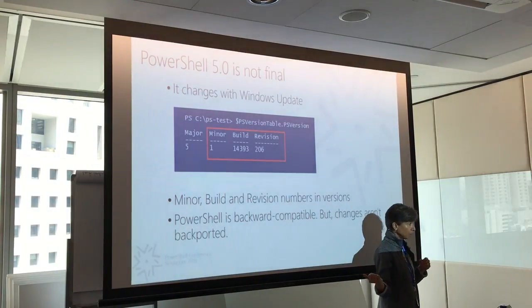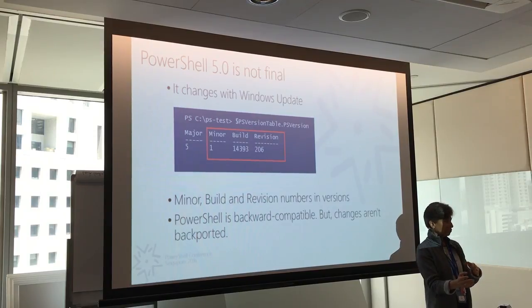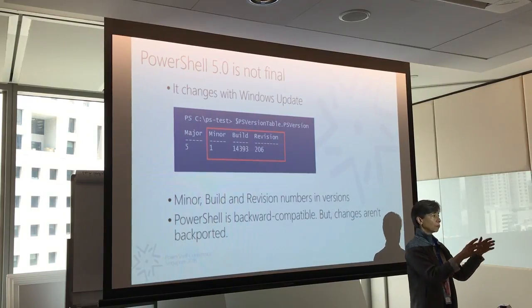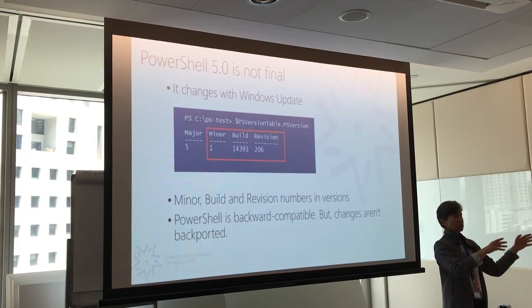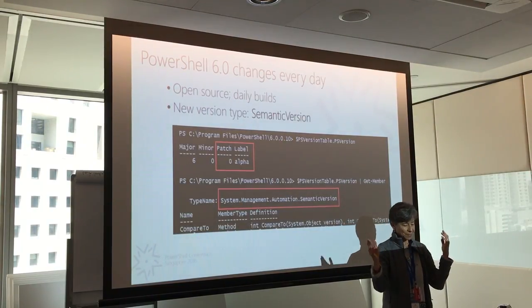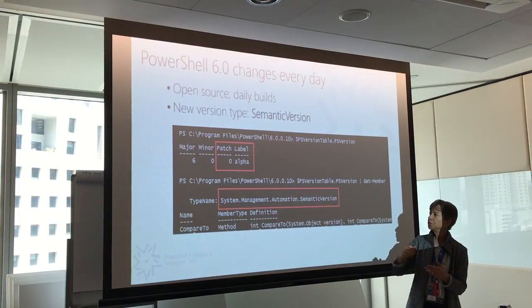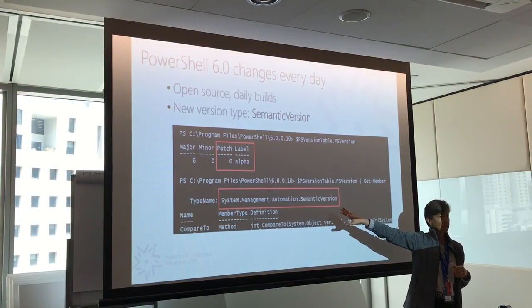PowerShell is generally backward compatible, but it's not backported. So if they add a new feature, it's not guaranteed to work on a previous version, but the previous code is always guaranteed to work on the next version. And PowerShell 6 Alpha changes every day. And they're actually using a new versioning object, and we'll talk about that today.